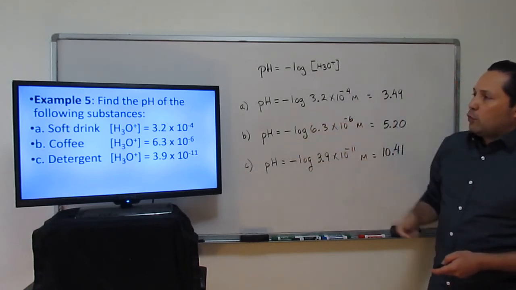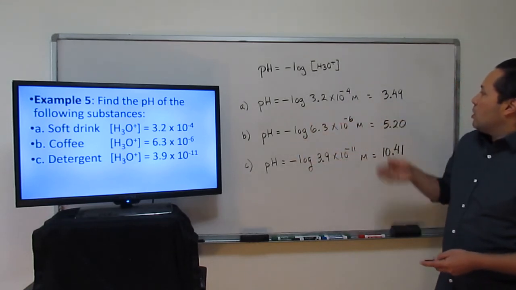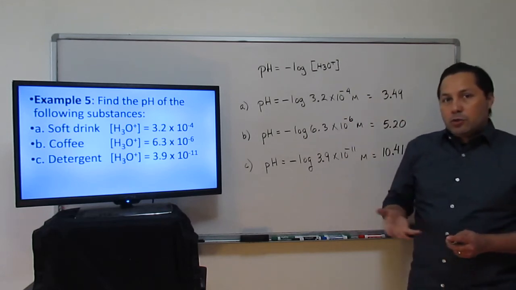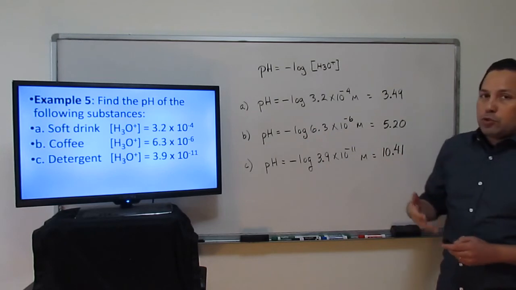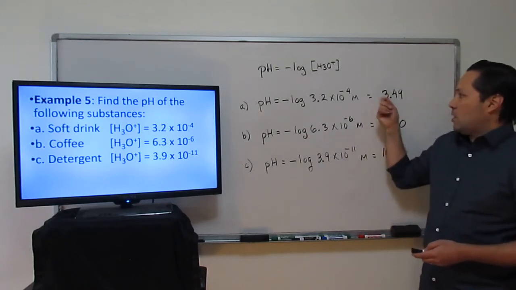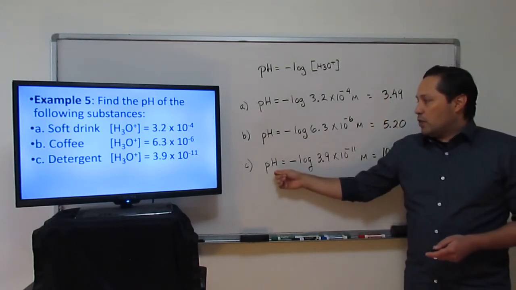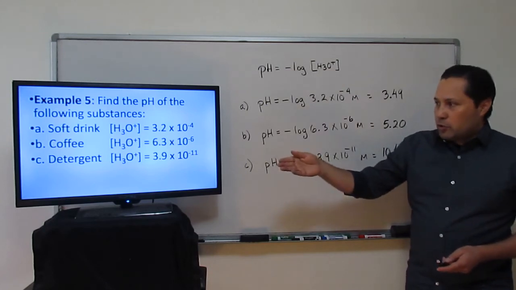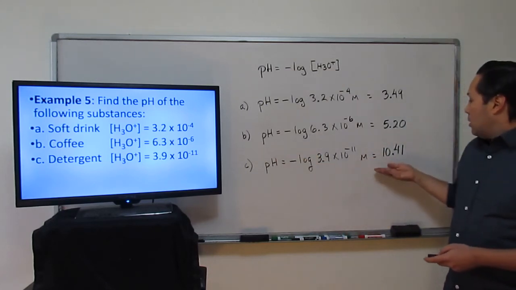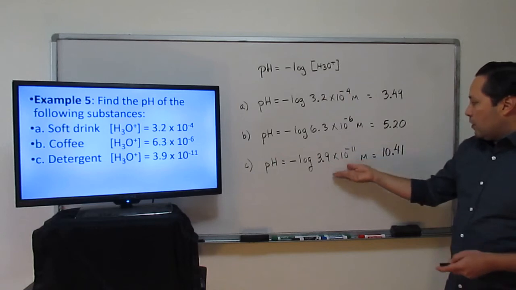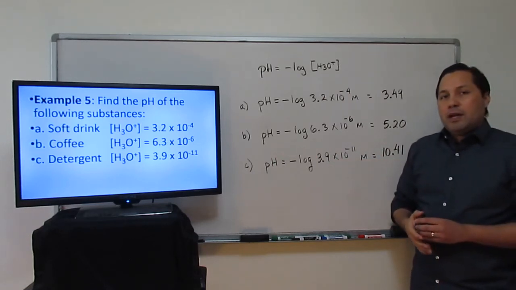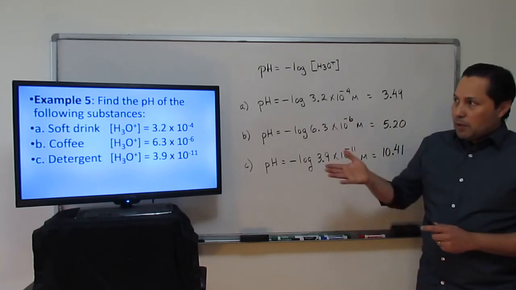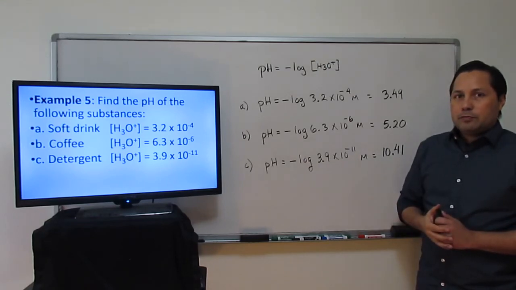So the pH for the soft drink is 3.49, so it is acidic. The pH for the coffee is 5.2, so it is acidic, though not as acidic as the soda. And the pH of the detergent is 3.6 times 10 to the negative 11. Negative log of that value will give us a pH of 10.41, making it basic or alkaline. All right, that is example 5.